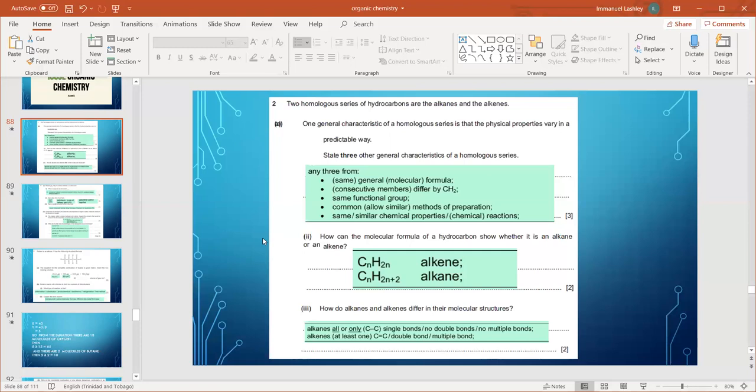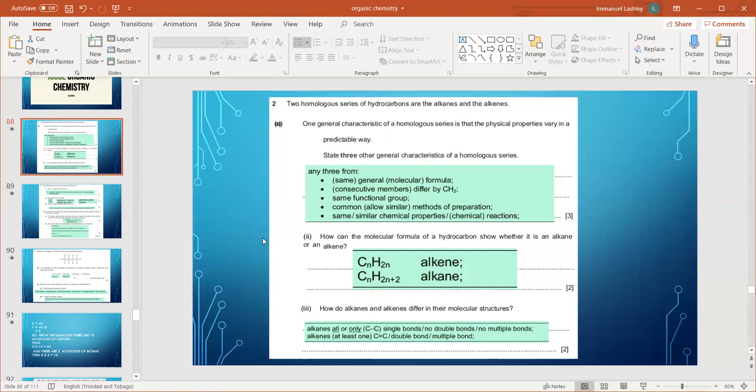Next question. How can the molecular formula of a hydrocarbon show whether it is an alkane or alkene, right? Just check the general formula. CnH2n is for alkene and CnH2n+2 is for an alkane.